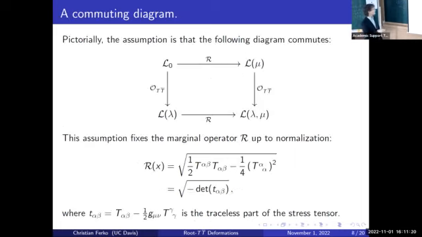Pictorially, what I mean is that if you start with your L0, first deform by what I'm calling R, so calligraphic R will be the marginal deformation, that gives me some L of mu, and then deform L of mu by TT bar, that's the same as going in the other order. And just a word on notation, I will try to always use the character lambda for the irrelevant deformation, the TT bar, and I'll try to always use mu for the marginal deformation, the root TT bar.